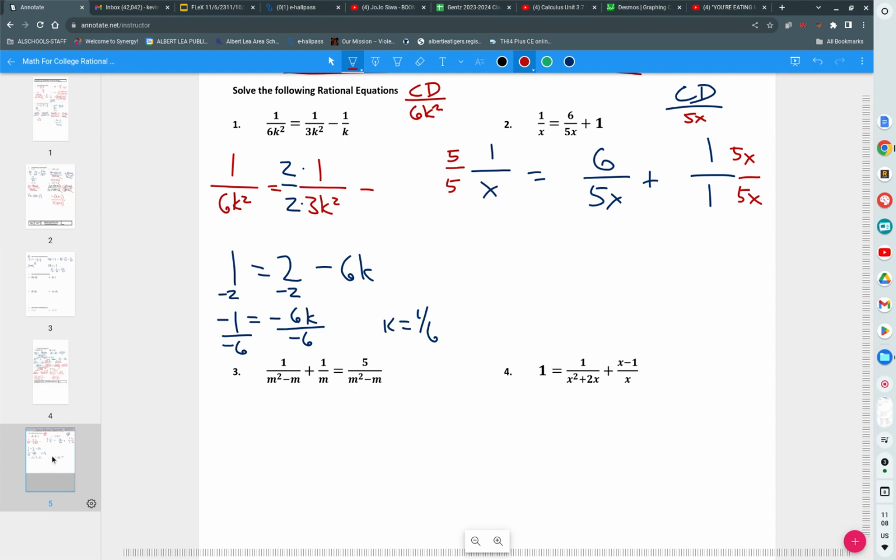Are the denominators now the same? So we may ignore them. What do you have on the left-hand side? 5 equals, then what? 6 plus 5x. So it becomes a very basic linear equation. We subtract the 6, and we get -1 is equal to 5x. Divide by 5, x is -1/5.